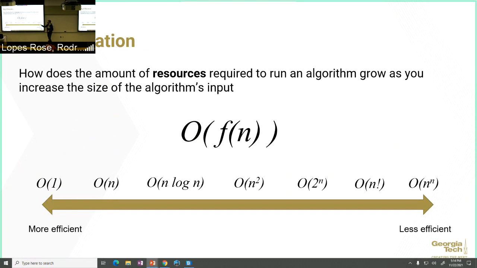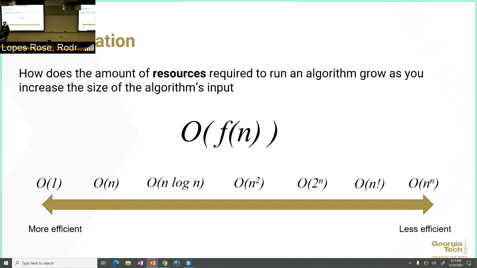So you can see that it falls sort of on this spectrum of more efficient to less efficient. O of 1, of course, is the most efficient. Then you've got O of n, log n, n squared, 2 to the n, factorial, n to the n, and it goes on. There are worse algorithms than that as well. And what we want to do is find the algorithm that minimizes this big O, right? Because then that tells us that we can solve this problem using fewer resources.